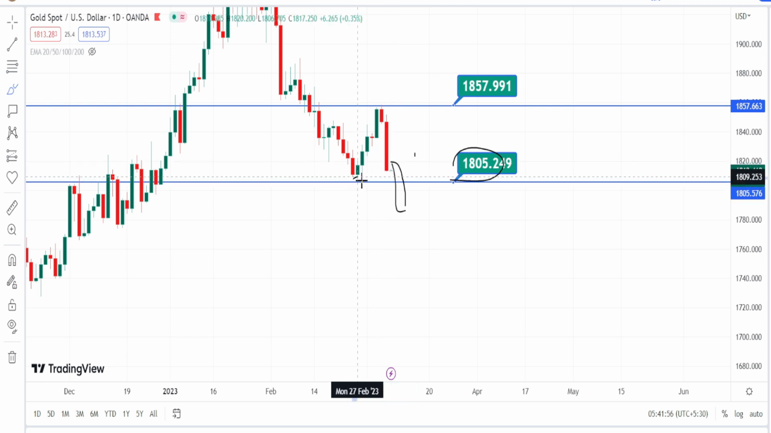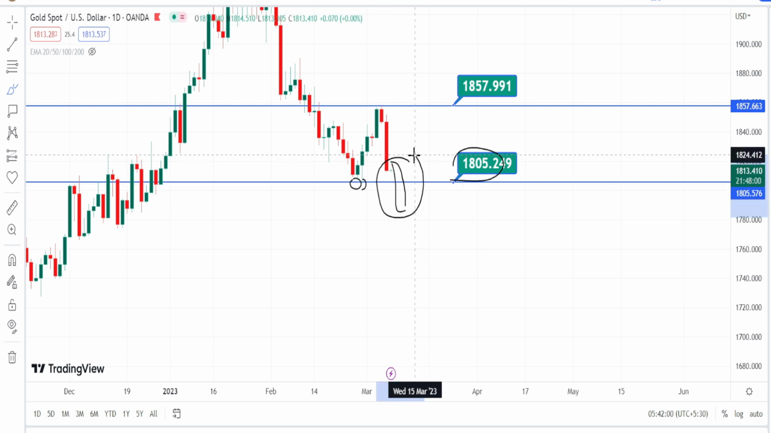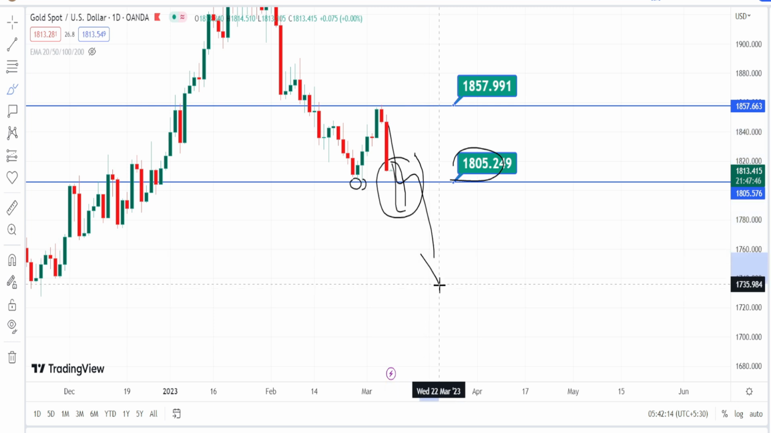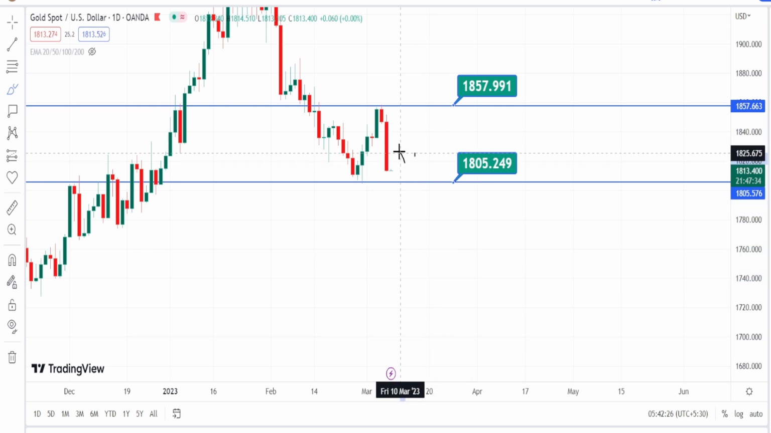We can have several tests to this support level, but it has to break with a very strong bearish candle in order to get the confirmation on the breach of this strong support level. After which we can expect the bearish trend to continue in daily time frame also. For now, it has closed with a very strong bearish candle. Let us wait and see today if the price action breaks this support level also with a very strong bearish candle.